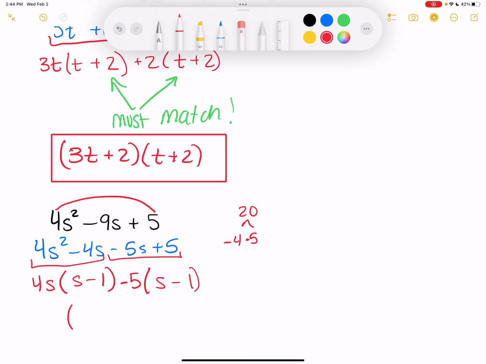So then my answer is the stuff outside, 4s minus 5 times s minus 1.